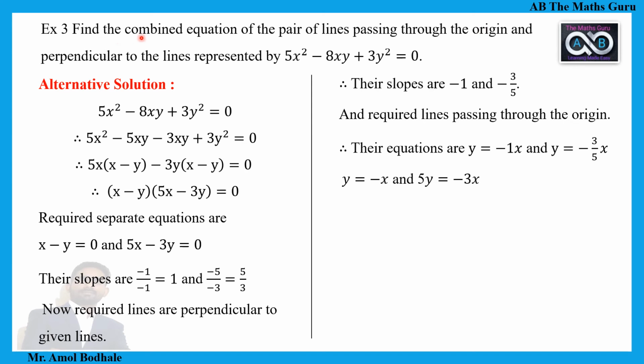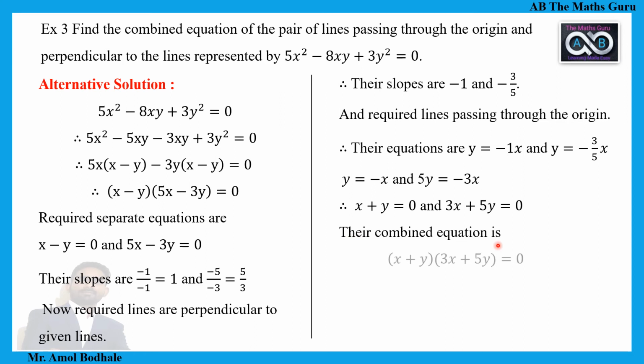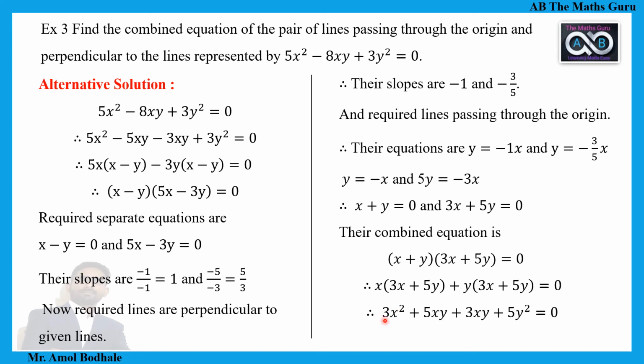Now we have to find out their combined equation. So the equations are x plus y equal to 0 and 3x plus 5y equal to 0. Therefore the combined equation is (x plus y) into (3x plus 5y) equal to 0. If we simplify this, we get x into (3x plus 5y) plus y into (3x plus 5y) equal to 0, that is 3x square plus 5xy plus 3xy plus 5y square equal to 0. Therefore 3x square plus 8xy plus 5y square equal to 0.